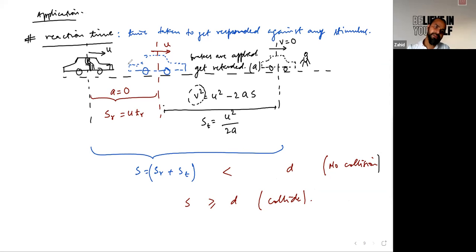D is the actual separation between the car and the individual initially.